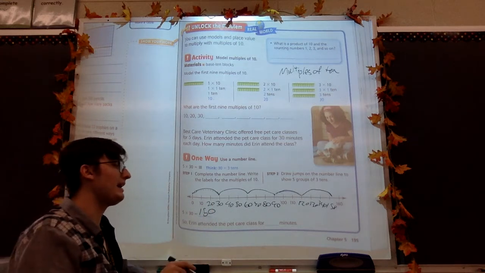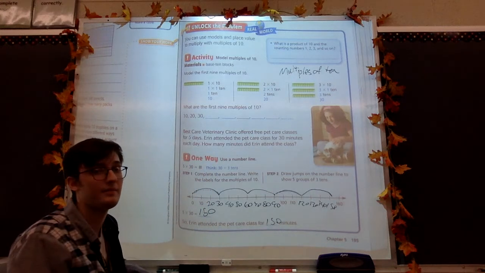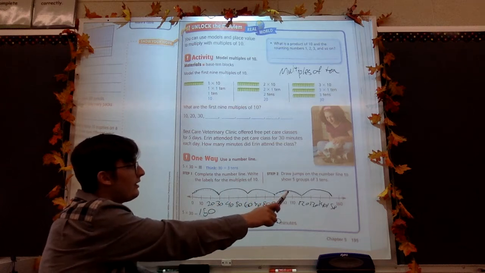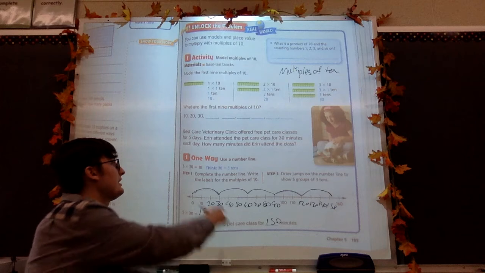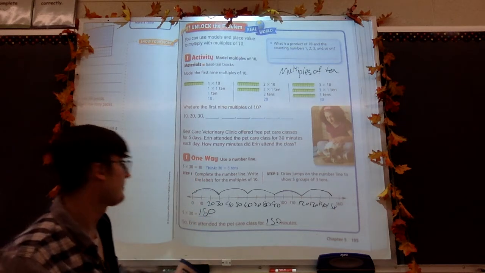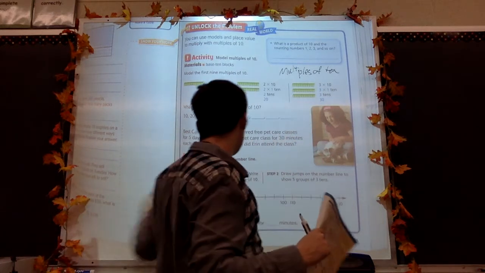Aaron attended the pet class for 150 minutes. See how we did that? We skip counted by 30s. We skip counted by 30s 5 times, because that's how many days she went, 5 days, to get our answer. Let's move on to the next page, 196.